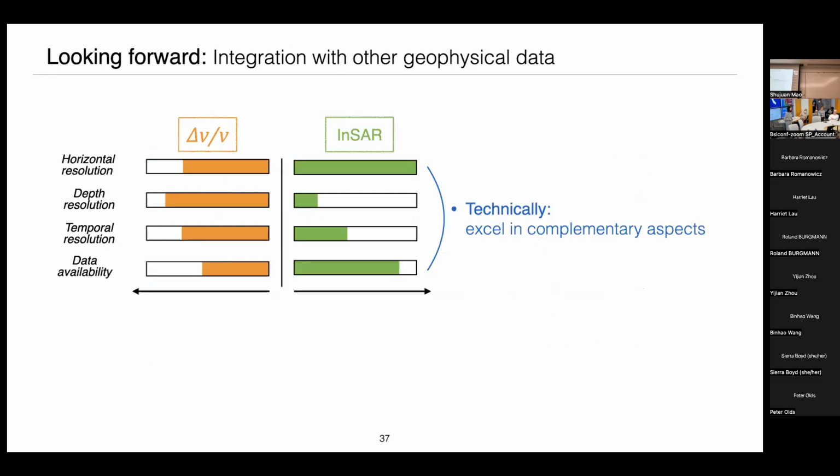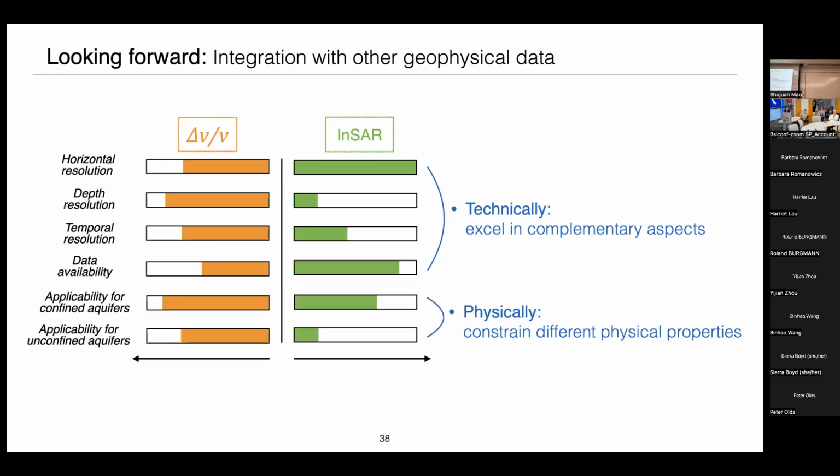Last but not least, another important direction, also one direction that I'm personally very interested in, is to integrate delta V over V with other types of data. For example, here I compare delta V over V and InSAR in multiple aspects. For example, the horizontal resolution of InSAR is almost parallel. And the depth resolution of delta V over V is really unique. So you can see these two really excel in different aspects, and they could really complement each other.